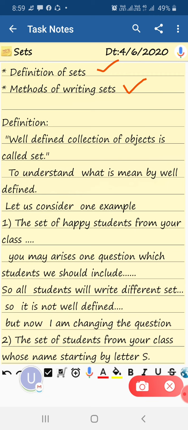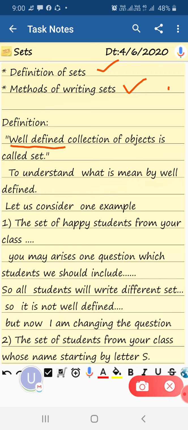What is meant by set? In everyday life, we often talk about the collection of objects. For example, group of students, cricket team, collection of flowers, that means flower bouquet, or book sets of different classes. So these all are the sets. But how is it properly defined? The definition of set is: a well defined collection of objects is called a set.